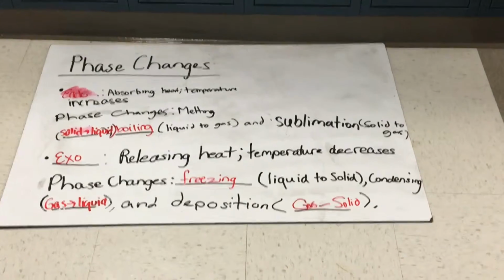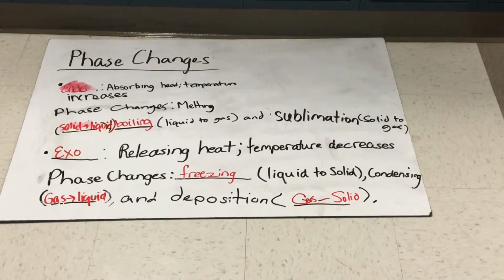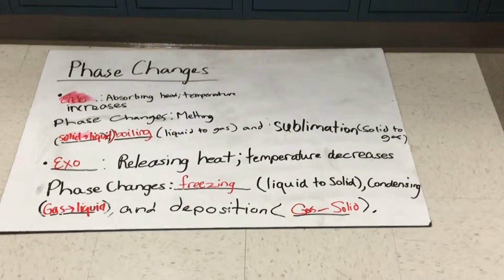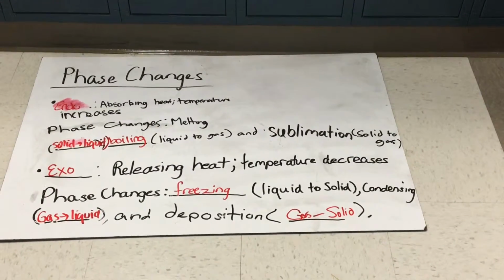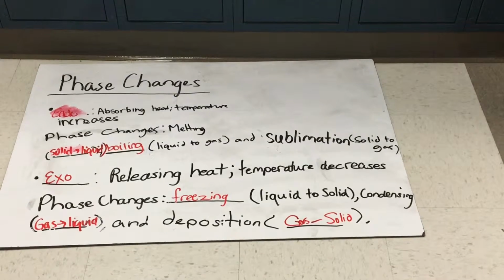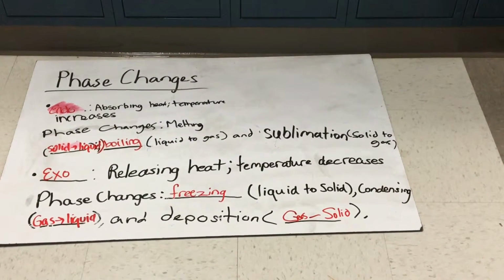Exothermic describes when a substance releases heat during a phase change, decreasing overall temperature. Examples of exothermic phase changes are freezing, which is going from a liquid to solid, condensing, going from gas to liquid, and deposition, going from gas to solid. That concludes our video.